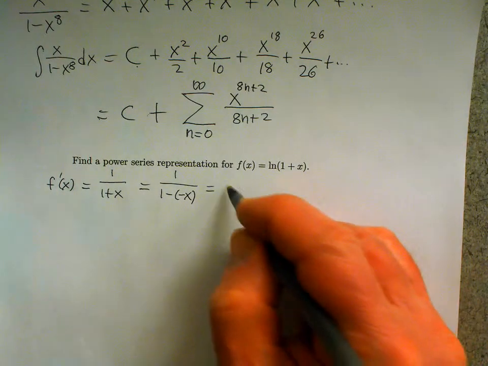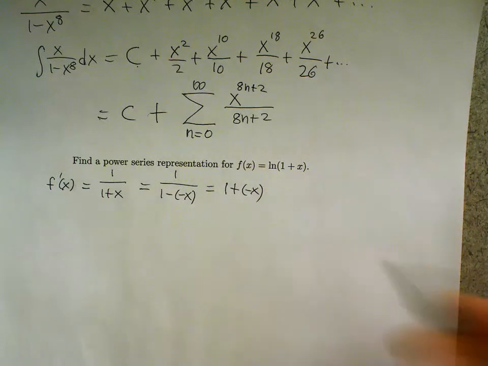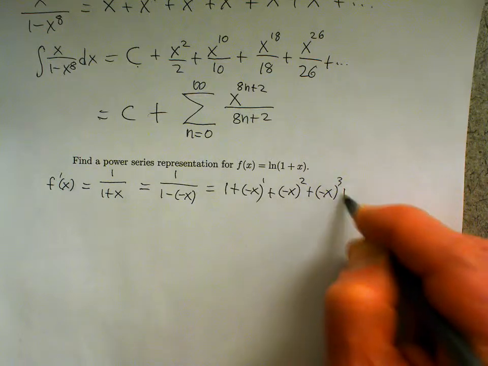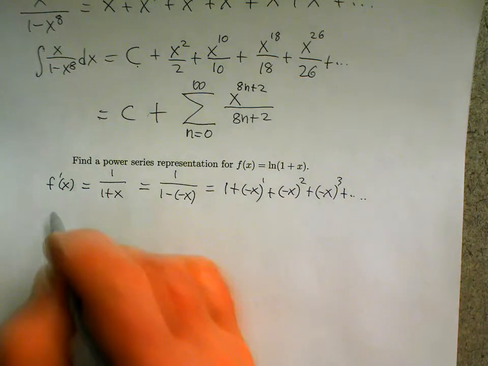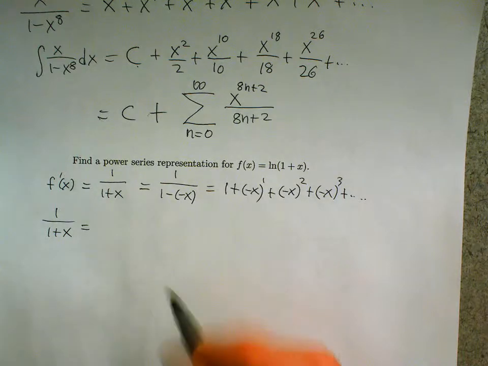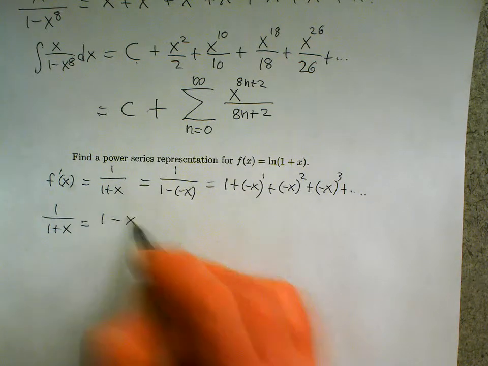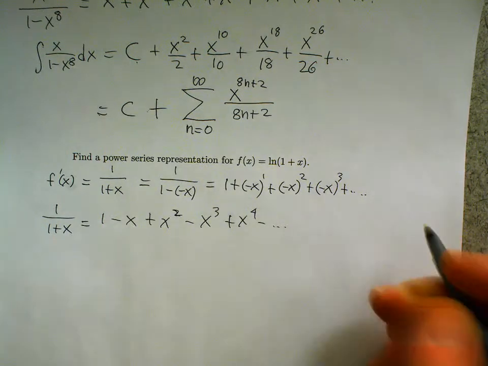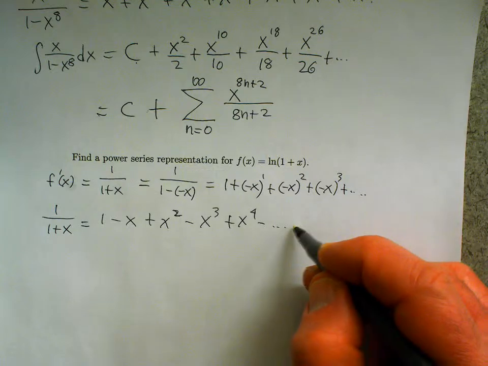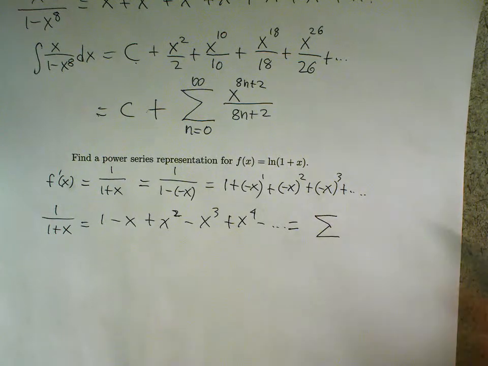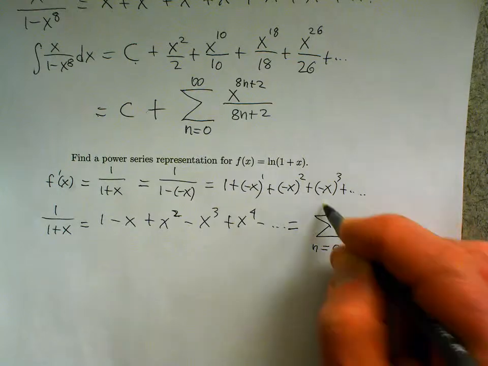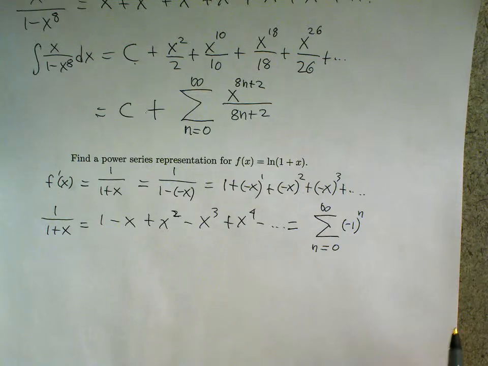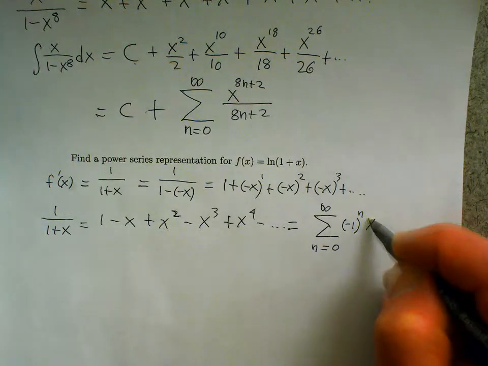And then the power series representation is 1 plus the term negative x to the first plus the term negative x to the second plus the term negative x to the third, and so on. Okay, so this is 1 minus x plus x squared minus x to the third plus x to the fourth, and so on. In sigma notation, this is an alternating series. So negative 1 to the n multiplied by x to the n.